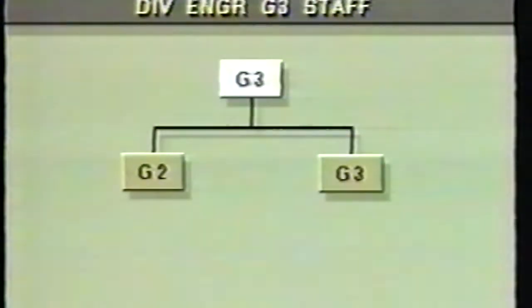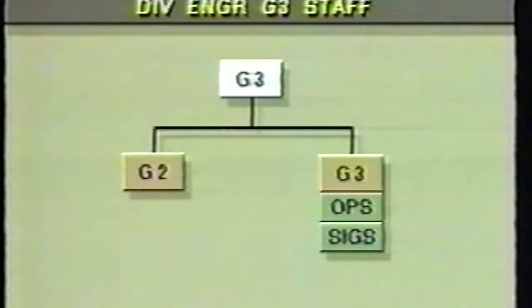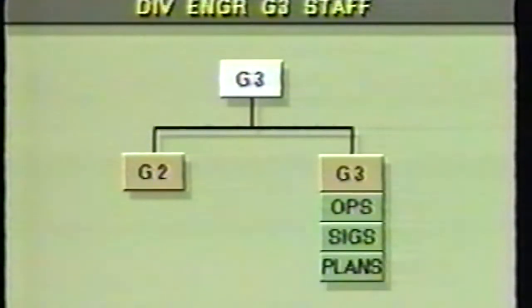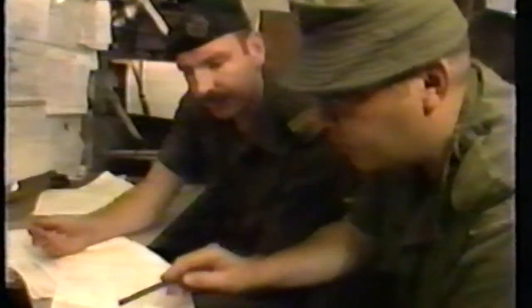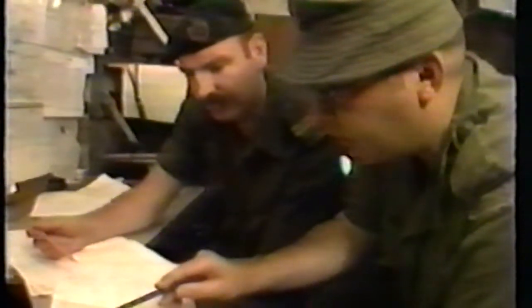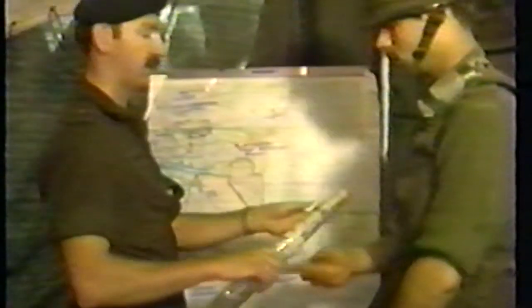Included in his staff are the G3 operations, who controls the engineer command net, keeps the battle map updated, maintains records, files, reports, and returns, and mans the step-up for the headquarters. G3 Signals, who is responsible for all communications within the division engineer group. The G3 Plans is responsible for the preparation of plans, orders, and instructions, and a liaison section.